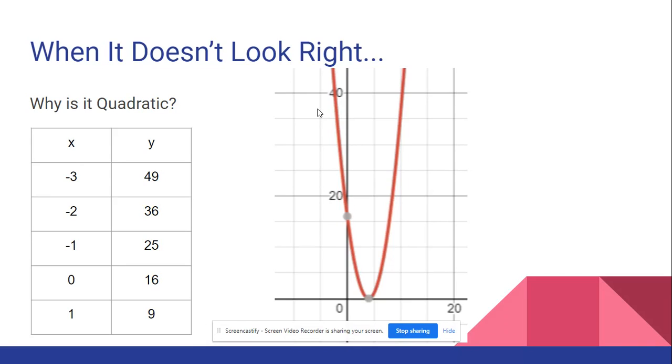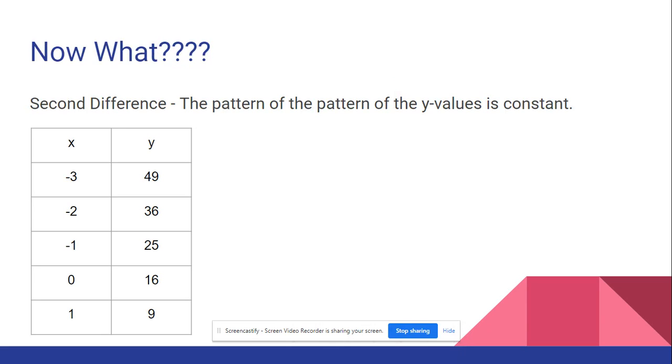So what do we do now? If we can't just look for symmetry, how do we tell if something's quadratic? Today we are going to look at a more concrete way to prove whether something is quadratic or not quadratic. And the way we do that is we use something called a second difference. A second difference is showing the pattern of the Y values is constant. Now, a lot of you might be thinking, what does that even mean? That's very confusing.